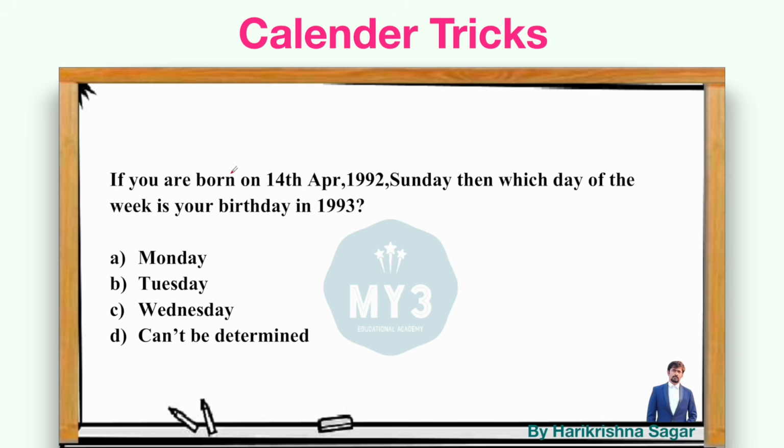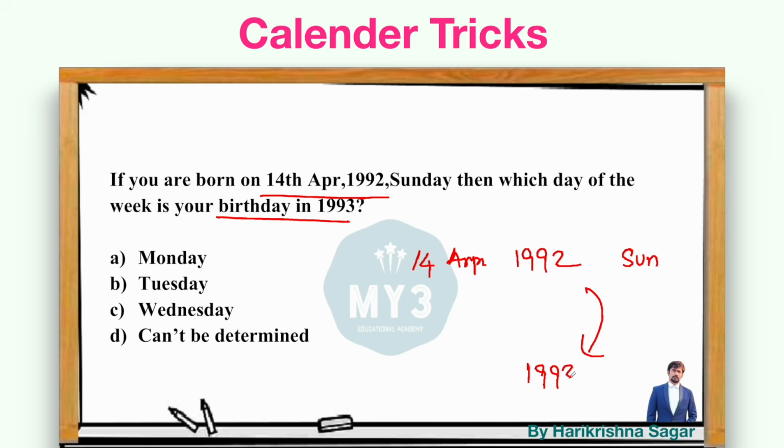If you look at this question, if you were born on 14th April 1992, and that is going to be Sunday, then which day of the week is your birthday in 1993? So that means you can observe how many days are over in 1993 for the same date, right? That means we can say 1 year is completed. 1 year means 365 days are over. And even though this is a leap year, April indicates that February is already over.